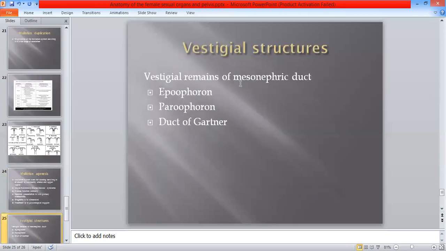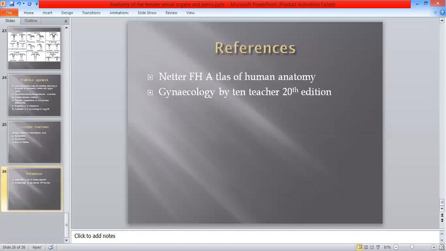Other thing is vestigial structures. This thing you people have studied in detail in the first year. These are vestigial remnants of the mesonephric duct, which are called epoophoron, paroophoron, and duct of Gartner. You people take help from anatomy, Atlas of Anatomy, and also Kinney 10 teacher, 20th edition.